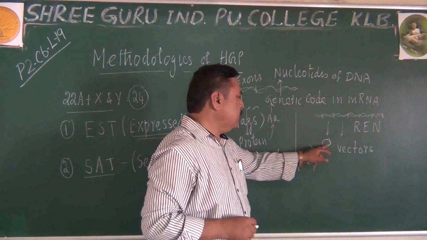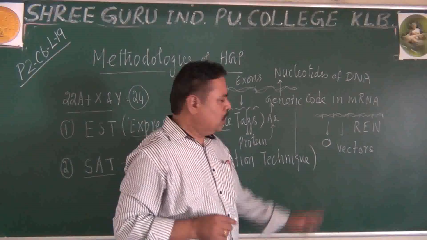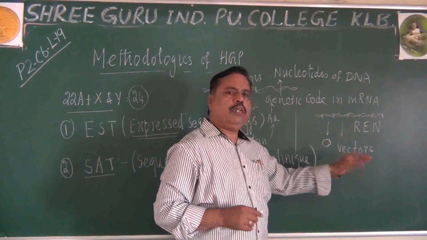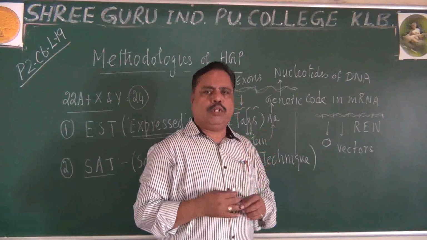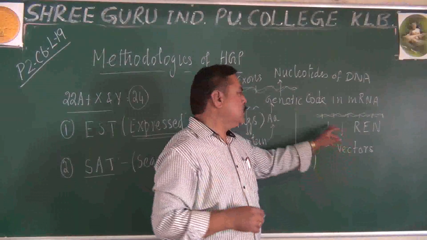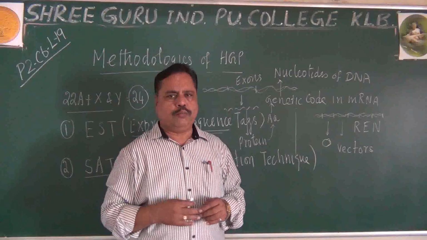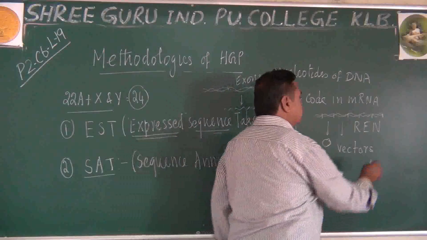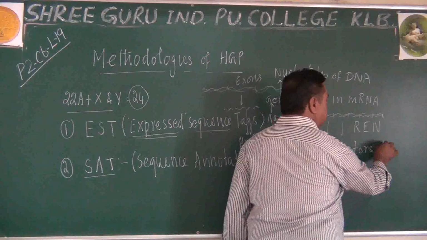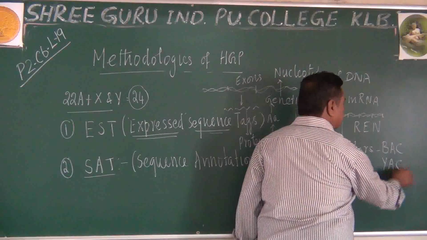Otherwise, those DNA fragments will be linked with vectors. What are vectors? They are also nothing but small DNA molecules only, but they will be the carrier of this human genome, we can say. They will carry this human genome. For example, we can create artificial vectors like BAC and YAC.